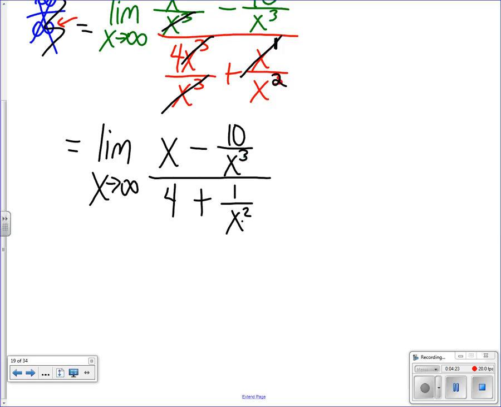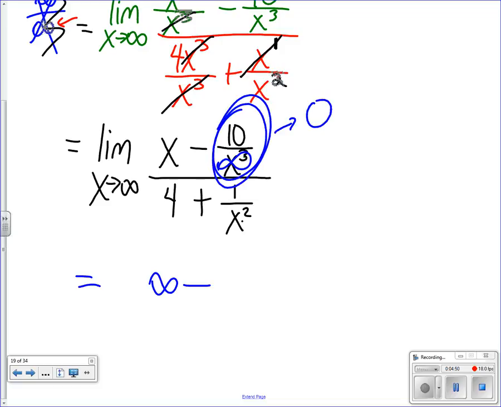The whole reason we do that is that when you start plugging in infinity, you end up with infinity minus 10 on top, which isn't going to change because 10 is not a variable. But this x comes out to be infinity, and when you cube it, it's still infinity. So this entire piece comes out to be 0, because you have 10 on top and some huge number on the bottom, so that limit approaches 0. So really, we have infinity minus 0.